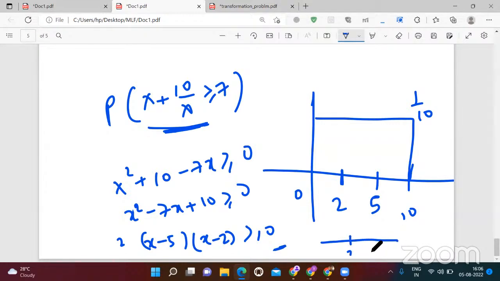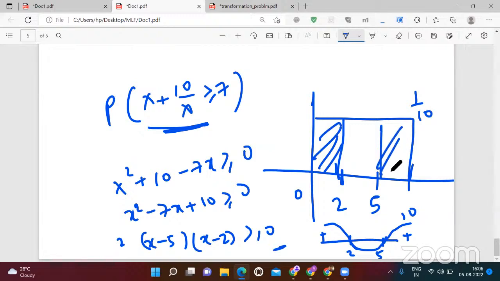So this is the line. This is 2, this is 5. If you put minus infinity here, the product will be positive. So this you require, this you don't require, and this you require. So from this area you require, and this area as well. What is the area inside these? This is area 0.5 and this is area 0.2. So the probability is how much? 0.7. Is it clear?